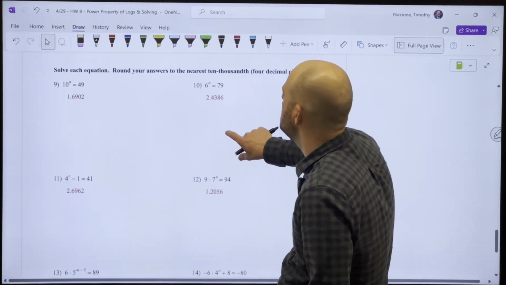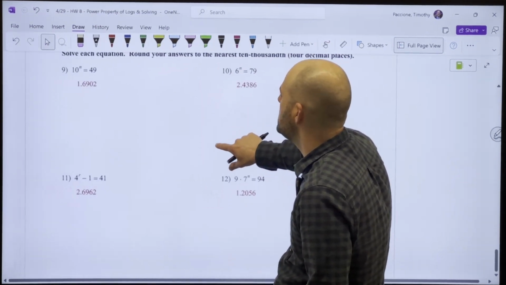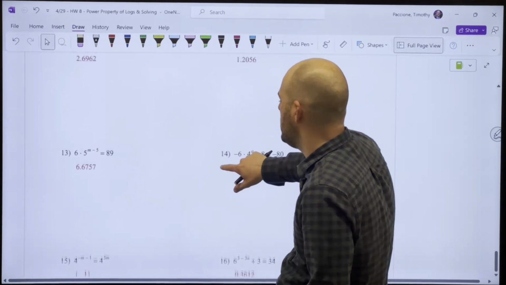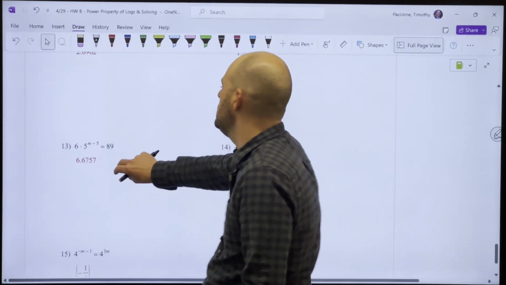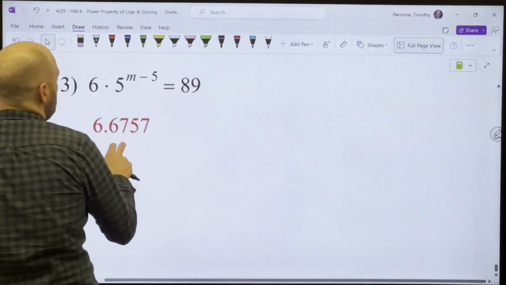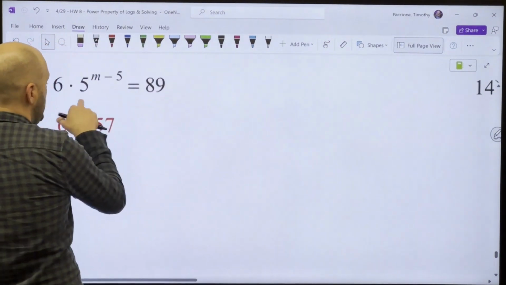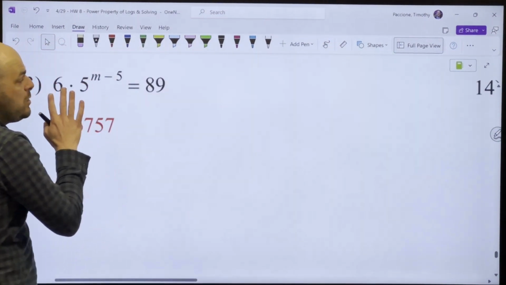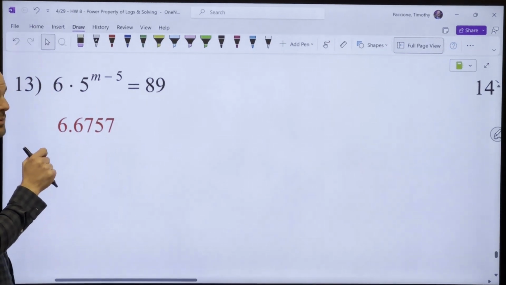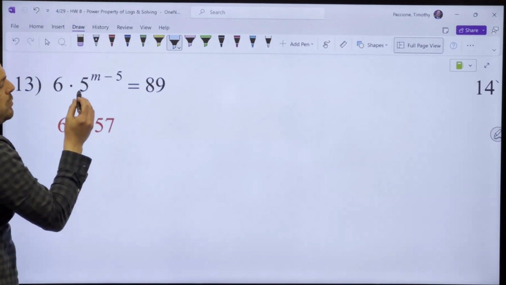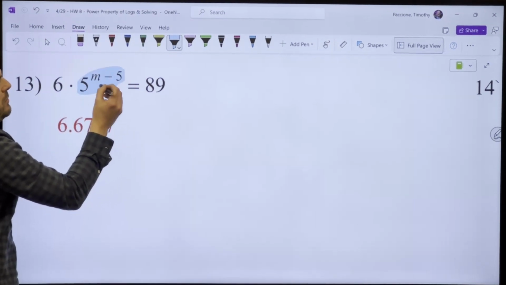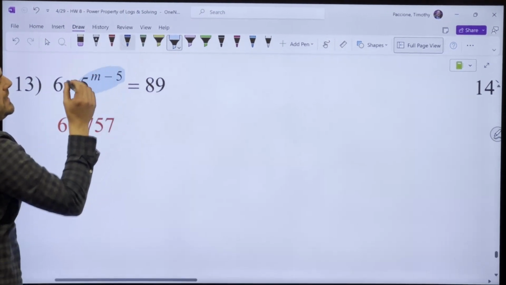Now on the back, 9 and 10 were very much like our warm-up. So let's focus on the rest of these. Which ones do we want to see? 13. Okay, so 13, if you have this, remember we said we have to isolate the part with a variable in the exponent. What part is that? It's this whole thing, right? It's 5. So I need to do what to get that by itself?